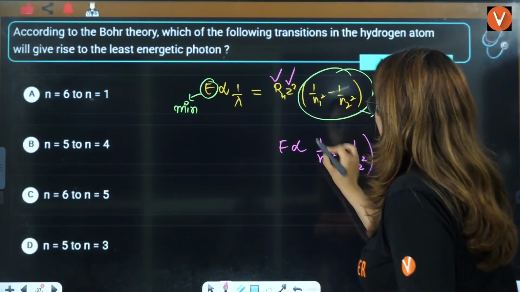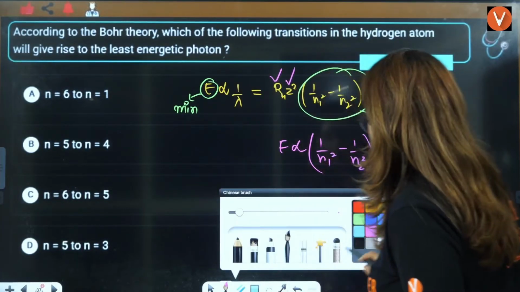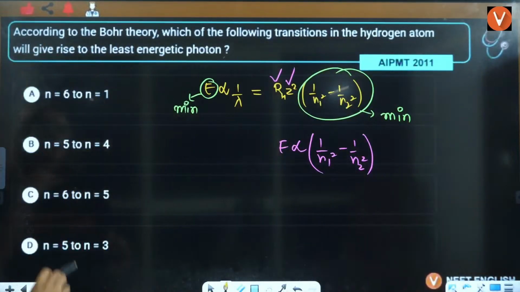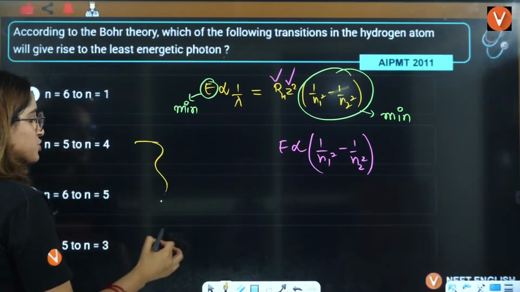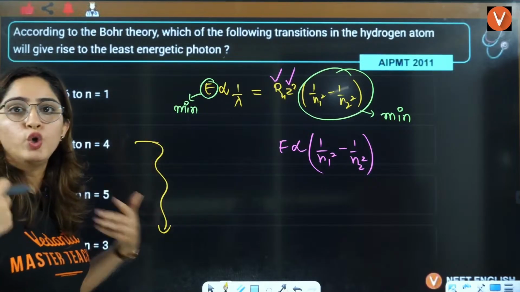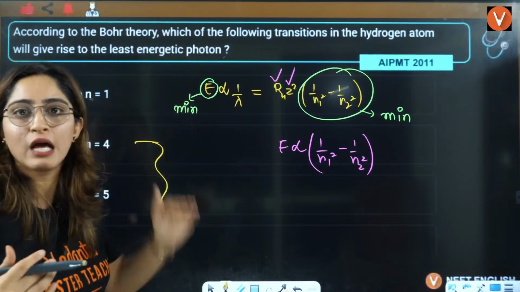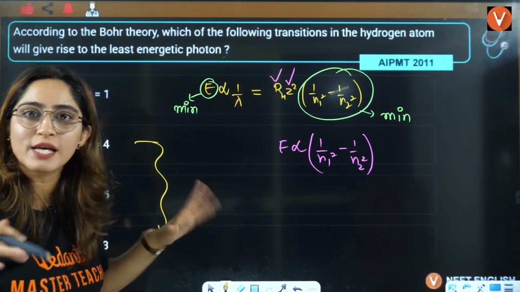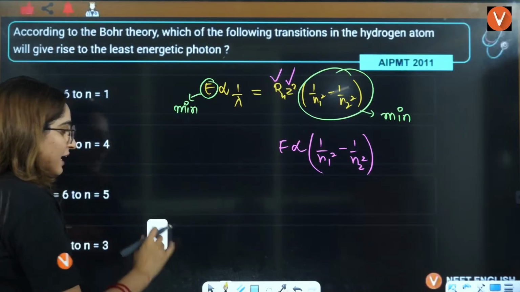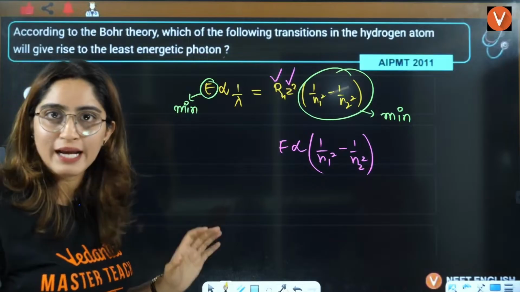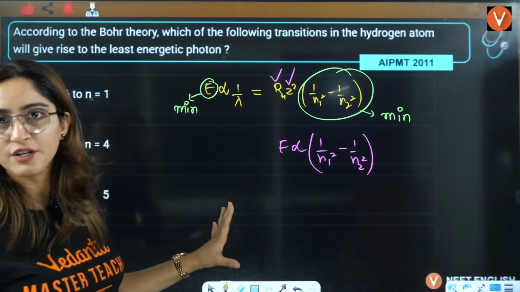So what I need to do is I just need to solve it here, right? Going from 6 to 1. See, when it is moving from this to this, they will lose energy, they will give rise to a photon, because going from higher to lower, it will lose energy. So the energy that they will lose will be in the form of a photon, right? So that photon will have some energy, right?